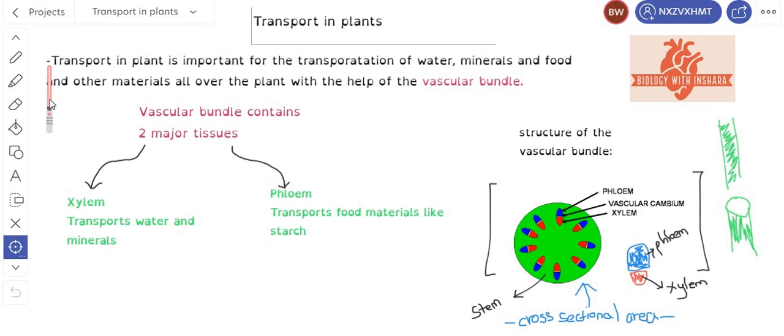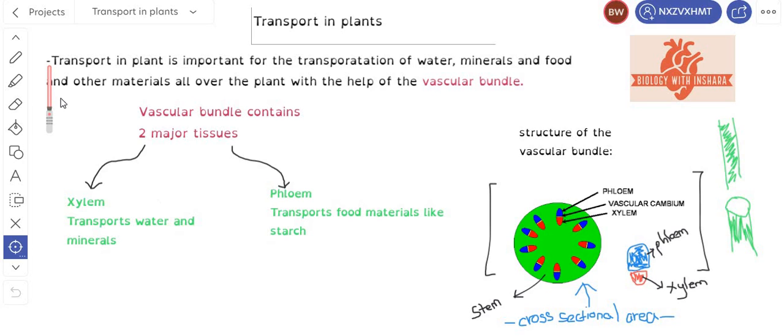So what do we mean by transport in plants? I have already mentioned that this chapter deals with the mechanisms of how different materials move around a plant: how do they move, in what bundle or in what vessel do they move, and how is the system organized. These are some of the things that we're going to be studying in this chapter.